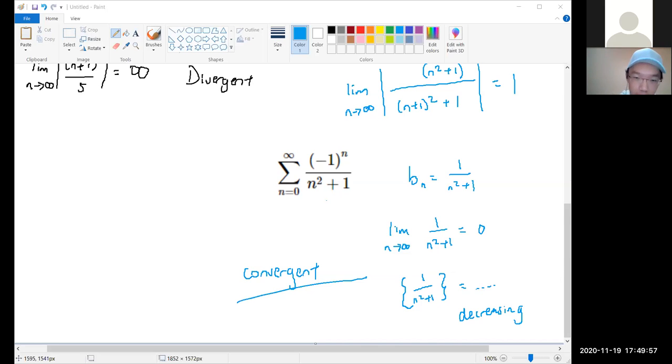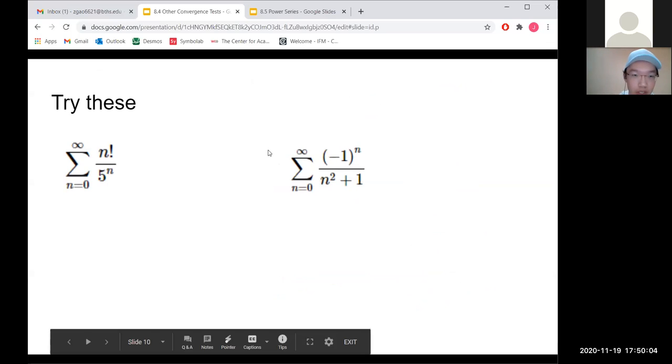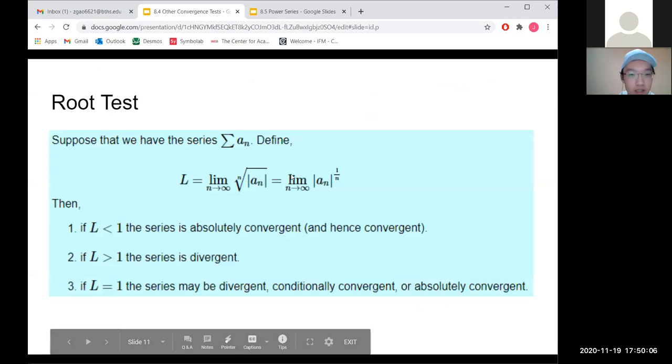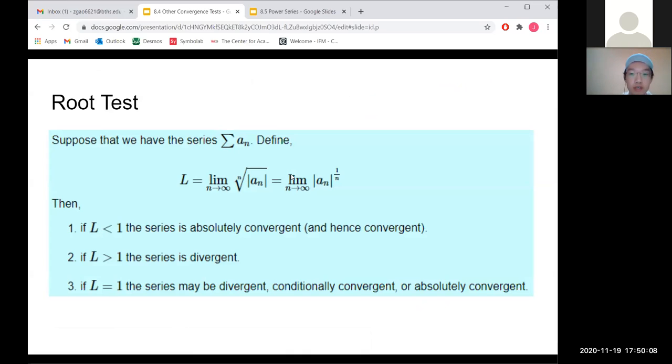But let's go back to the PowerPoint because we just have one last test. Here it is. So we just did these two examples. All right, so the last test is called the root test. This test is pretty much the same as the ratio test. So if you look at the conclusion, it's exactly the same.